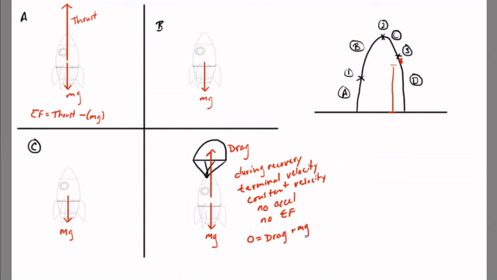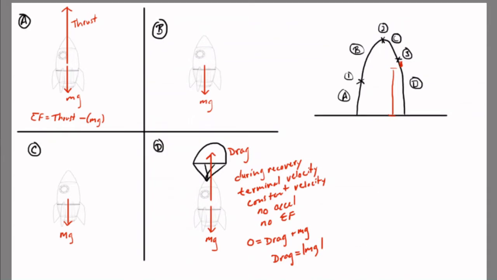plus mg are 0. Another way we could write that, if we're using absolute values, is drag equals the absolute value of mg. So the value of mg equals the drag, and that's going to be important to us in just a few minutes.